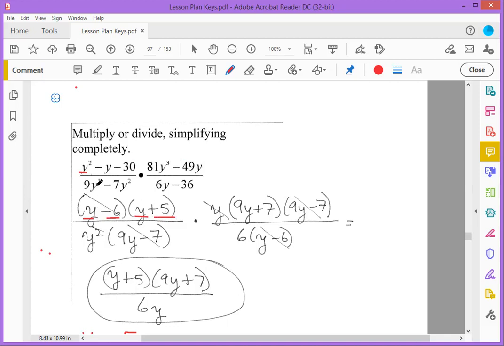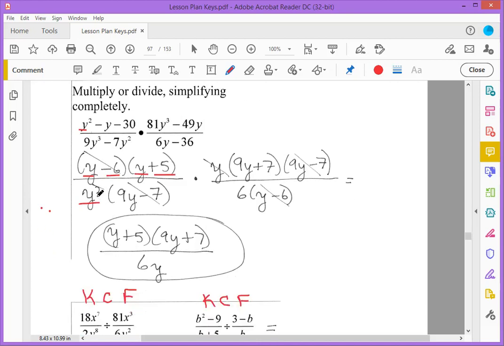And in the denominator, we don't have a trinomial that we can factor, but we have a GCF. We have a common factor that we can factor from both of those terms. When we factor y squared from 9y cubed, we get 9y in parentheses. And when we factor y squared from minus 7y squared, we get minus 7 in parentheses.